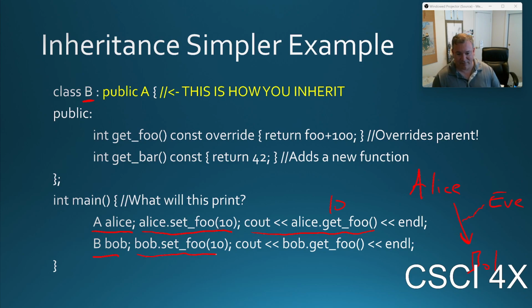Does Bob have a set foo method? Let's see. Bob here is a B. I don't see the words set foo anywhere on here. Will this code compile? Is this valid C++?